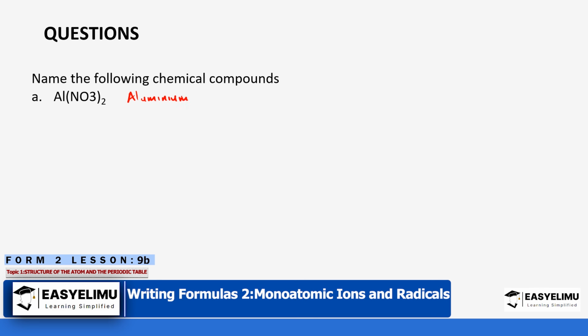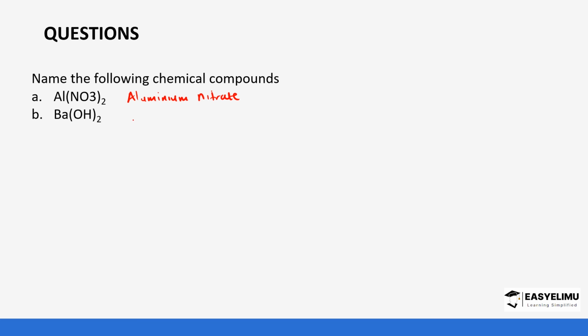So name the following chemical compounds. You name this. This is aluminium nitrate. And then next we look at this. This is barium hydroxide. And then we have magnesium sulfate. This is sulfite, not sulfate, because you can see it's SO3. If it was sulfate, it would be SO4.